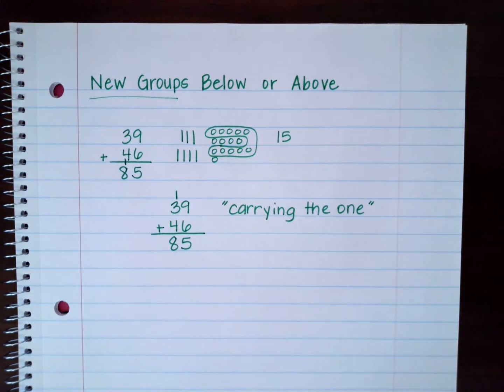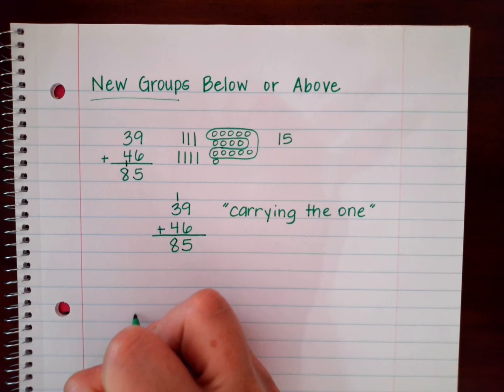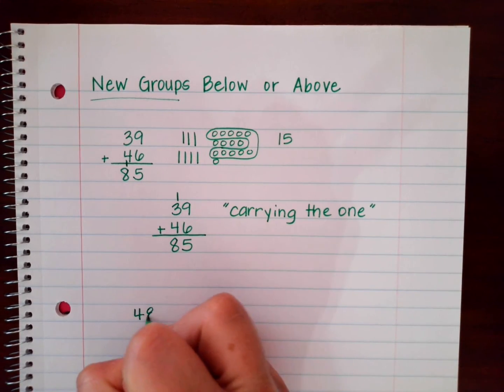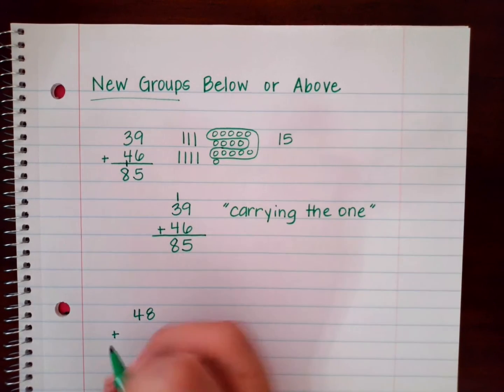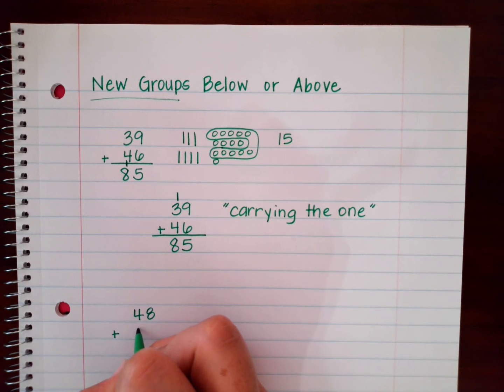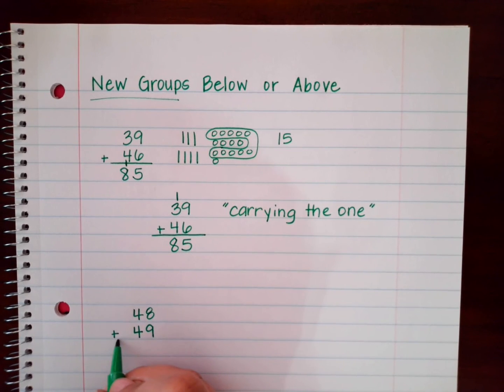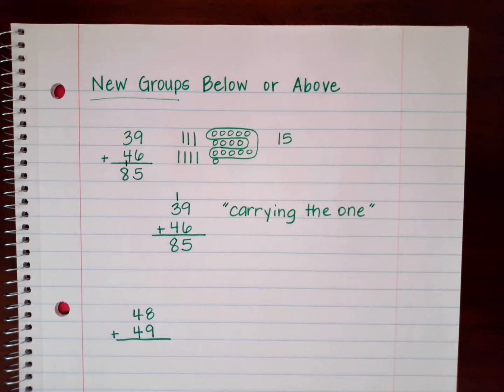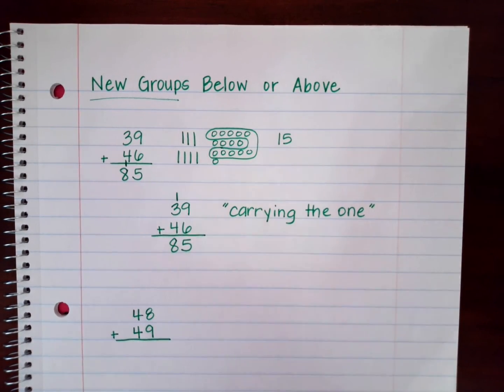So now we are going to do a couple practice problems. And I would like you to try them with me. So we'll do 48 plus, how about 49? So right now on your whiteboard or on your paper, I want you to write 48 plus 49.